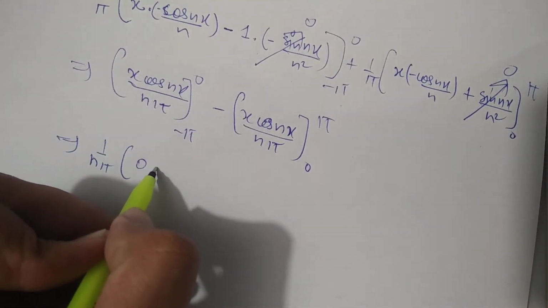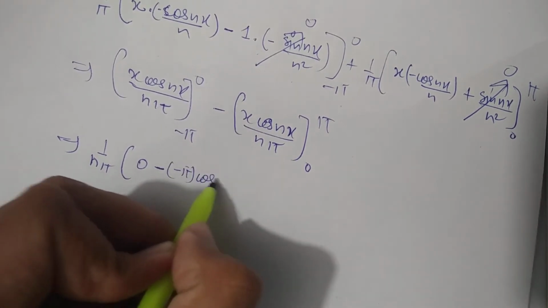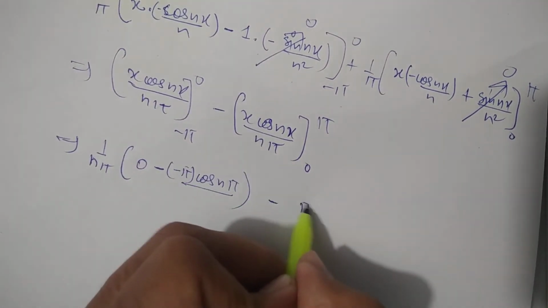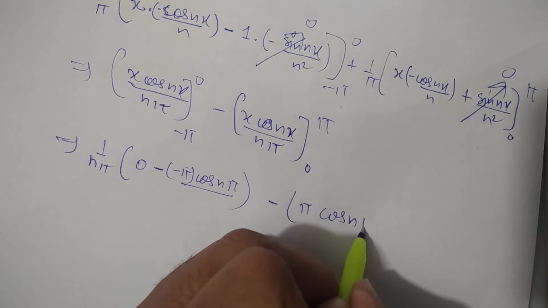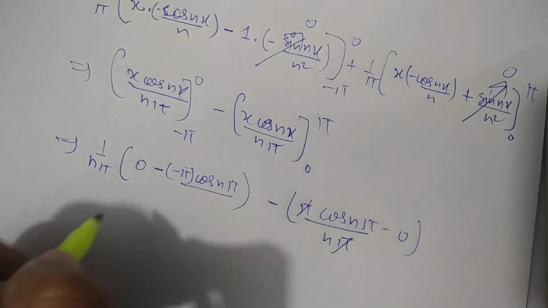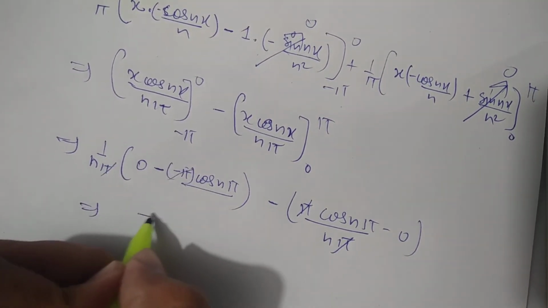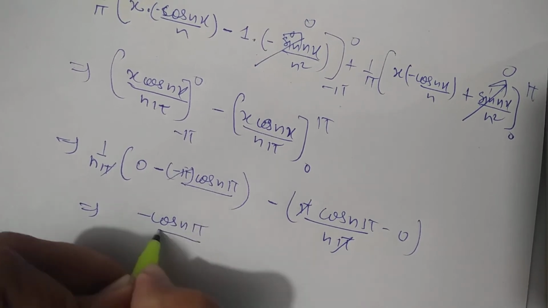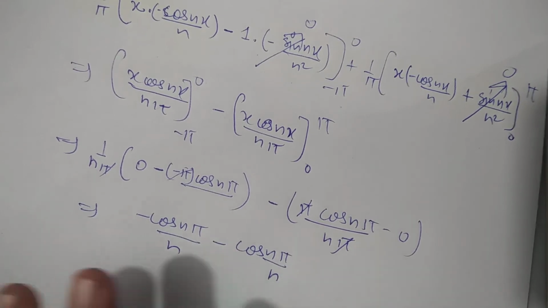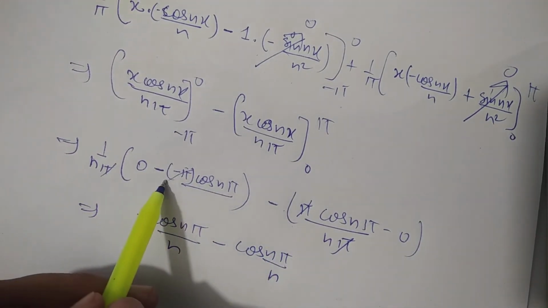So I will take 1 by n pi outside, and inside, x is 0, so this whole value will become 0, minus minus pi cos n pi, minus pi cos n pi minus 0, by n pi only. So pi will cancel out pi here, and here pi will also cancel out pi, so this value will turn into minus cos n pi by n, and this value is also minus cos n pi by n only.